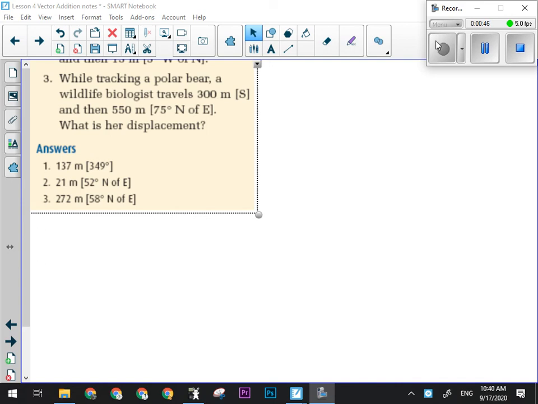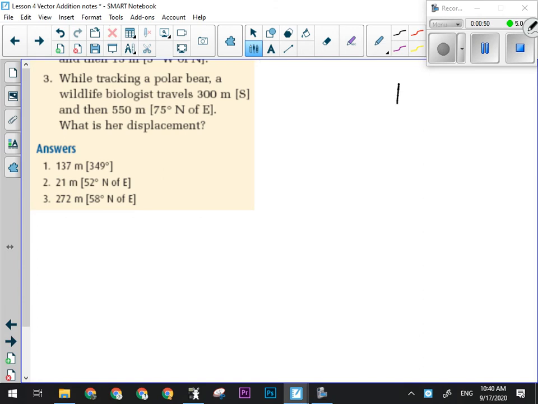So our diagram for this, our first vector is 300 meters south. Scale is really important on this diagram. Okay? Scale is really, really important. In fact, I need to move this down a little bit so that I can fit this actually on here. All right, so that line is 300 meters and it's due south.